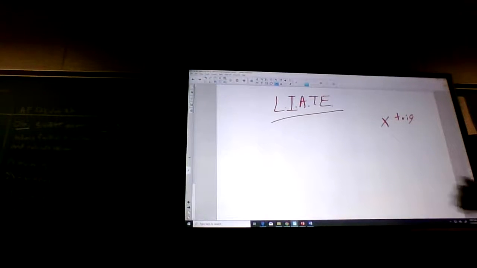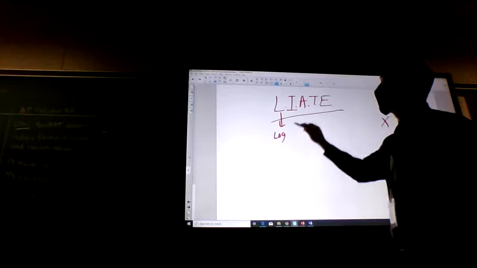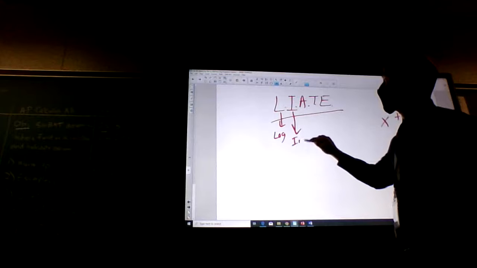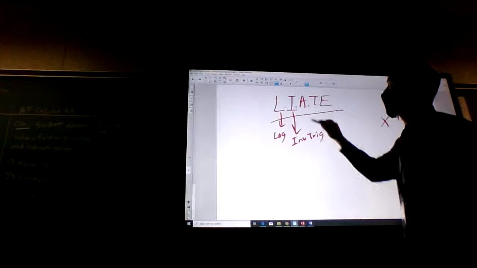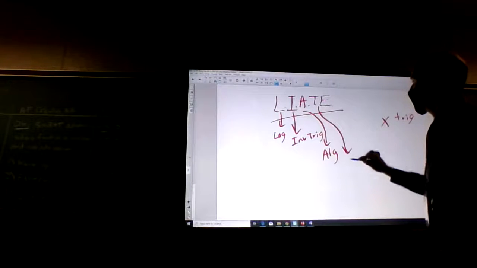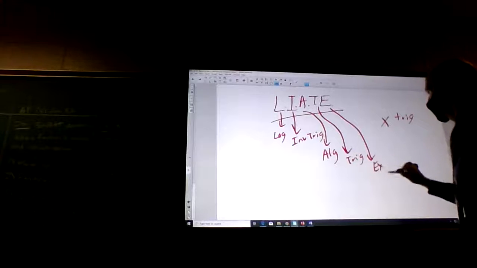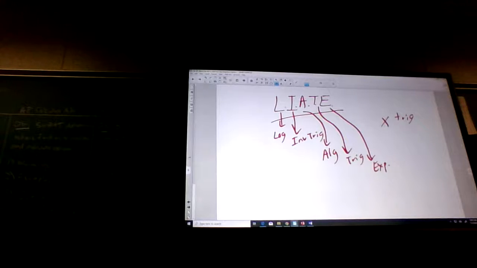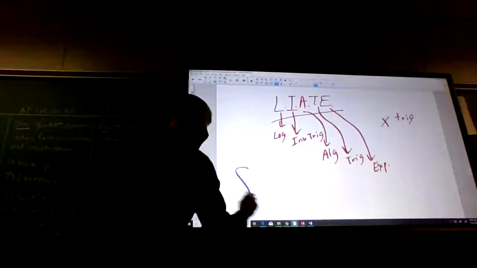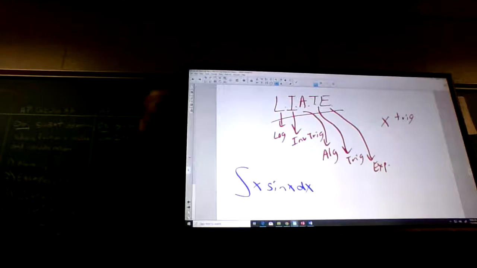LIATE. This stands for log or logarithmic. This stands for inverse trig type of stuff. This stands for algebraic. This stands for trig. And then this stands for exponential. And what I'm telling you is this. Let me write down the example that we did in class. The very first one I think we did, wasn't it x sine x dx? This is the integral.